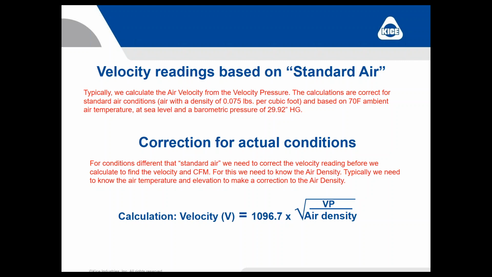But we should be correcting for actual conditions because it's ever changing. Wichita, Kansas is around 1,350 feet above sea level. A cooler application or a pellet mill application is going to be a lot hotter. Maybe it's in the middle of the summer in your mill or your elevator and it's 100 degrees. Well, we need to make some corrections that are different than standard air because it's going to make a difference in our CFM. So that velocity is 1,096.7 times the square root of the velocity pressure divided by the air density.